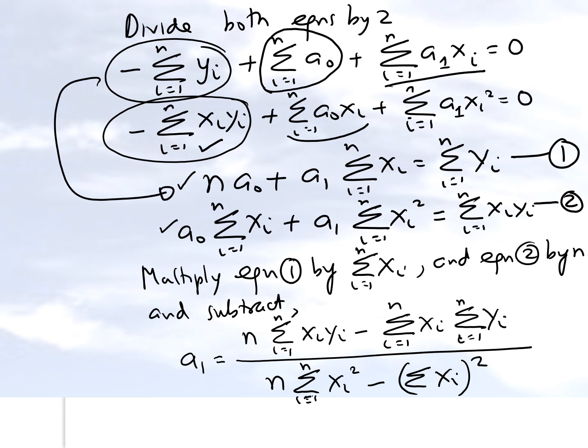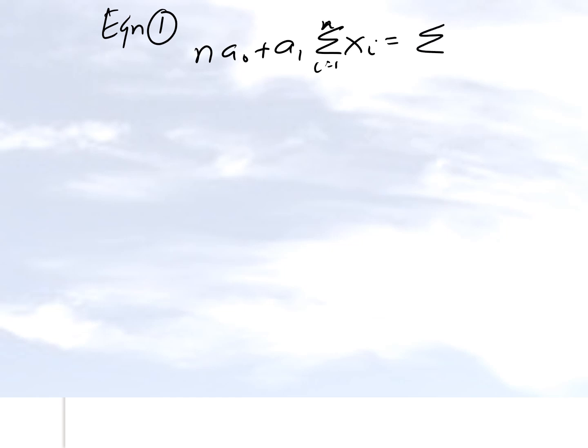So once I found a1, how do I find a naught? I can find a naught by going back to equation 1, because I found a1, which is right here, and I can plug it back into equation 1, and I can find out what a naught is. So let's go and do that. If you look at equation 1, what did we have? We had n times a naught plus a1 summation of x of I equal to summation of y values. And since I already know a1, I can find a naught.